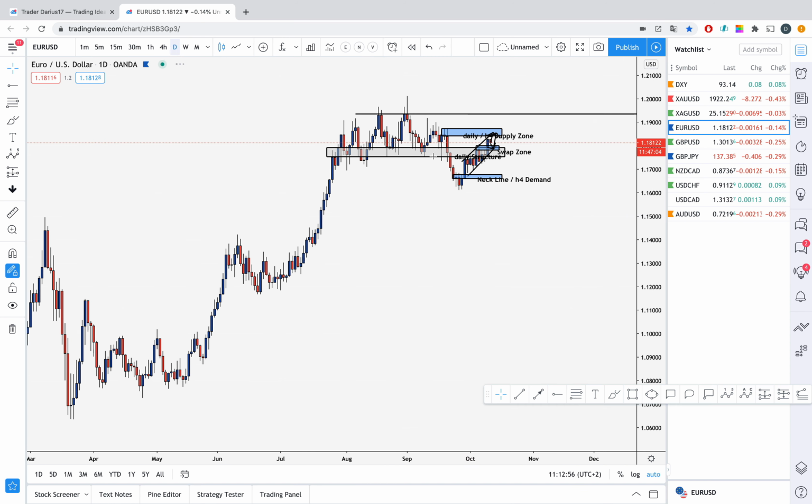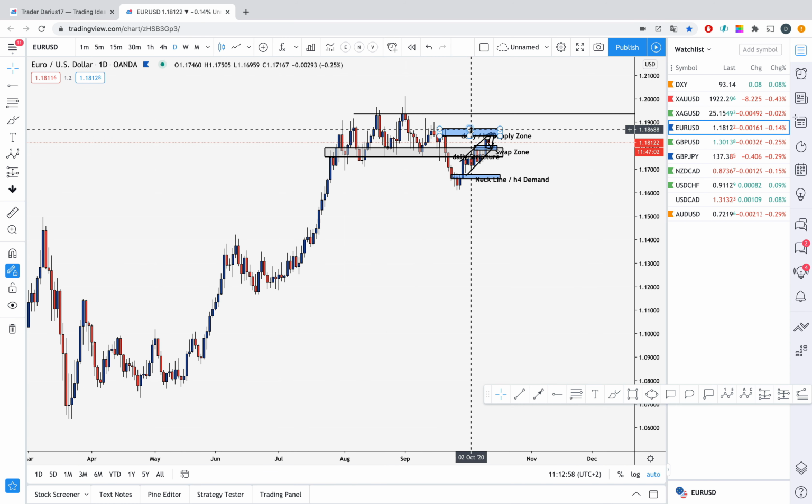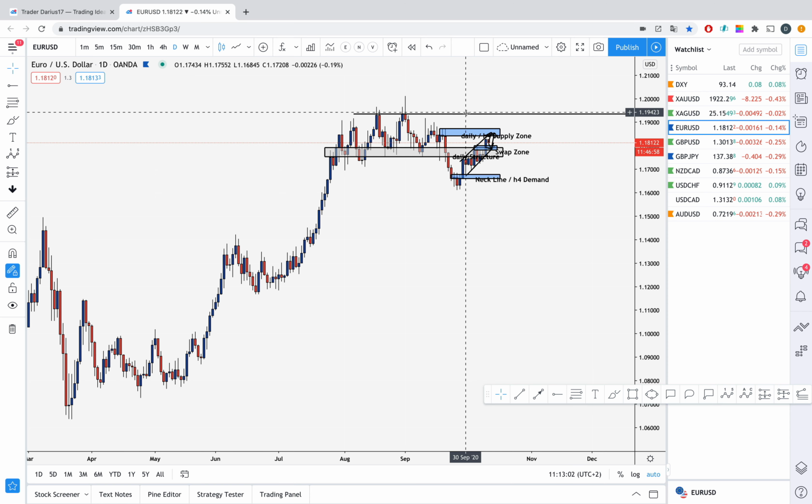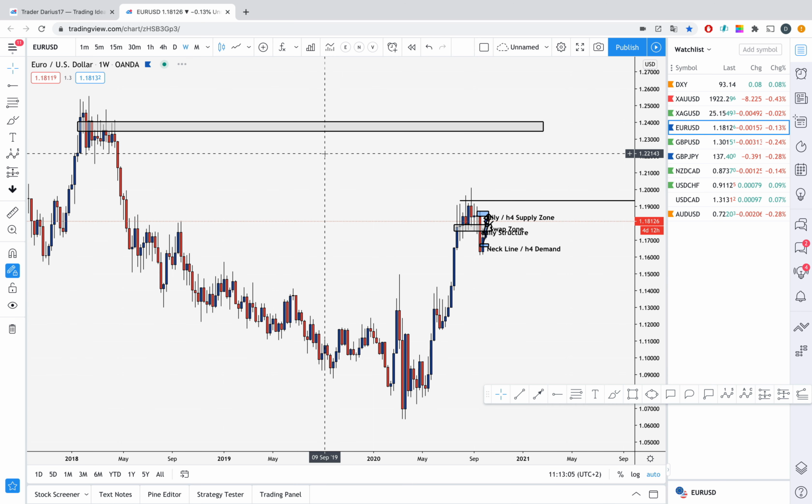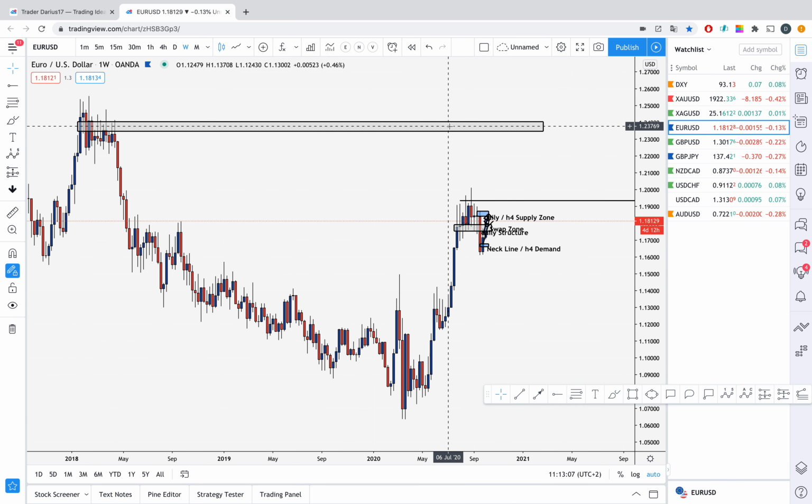Okay, of course in the first place you can close it easily at this daily supply zone, because we will see some reaction on it, and maybe also at this supply zone, but on the long run I see EURUSD going to 1.24.